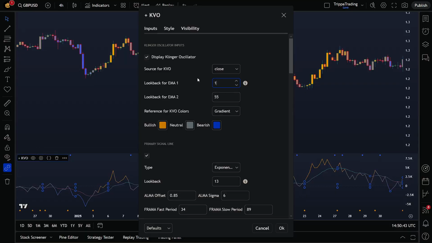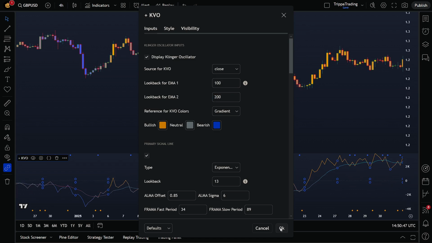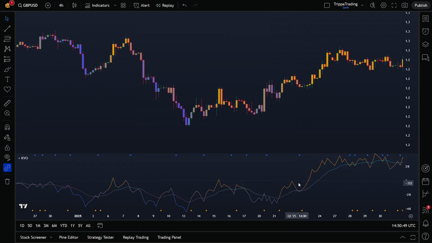For example, if we open the settings again and set the shorter EMA to 100 and the longer EMA to 200. Now if we have a look, the indicator gives a much clearer picture of the trend while reducing the number of false signals. This setting helps us filter out market noise and focus on larger price movements.